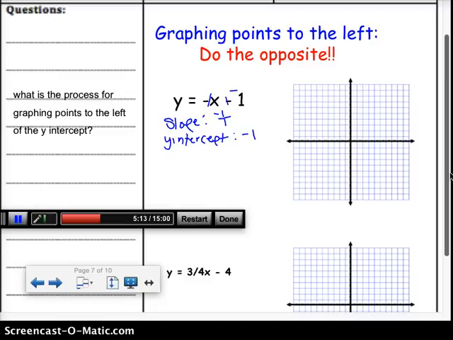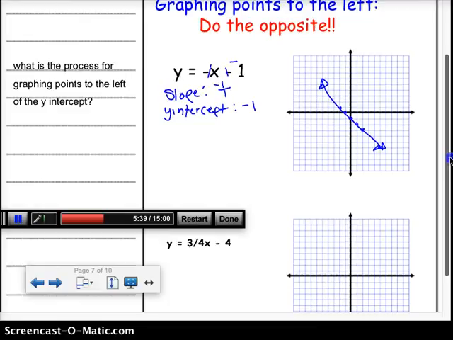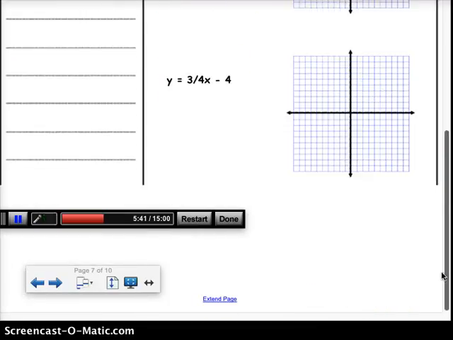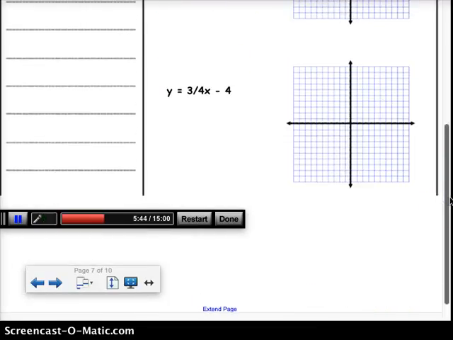So I plot my y-intercept, which is at -1 where it crosses that y-axis, and then down 1 over 1, down 1 over 1. Now I need to go to the left of the y-intercept. So instead of going down 1 over 1, I'm going to go up 1 to the left. And then I connect it with arrows, so we know it's going to infinity.